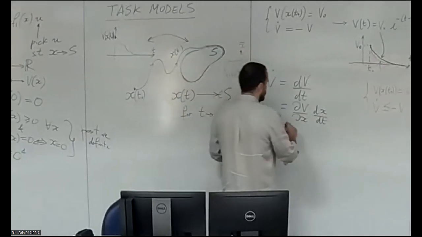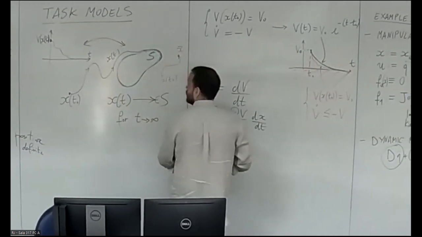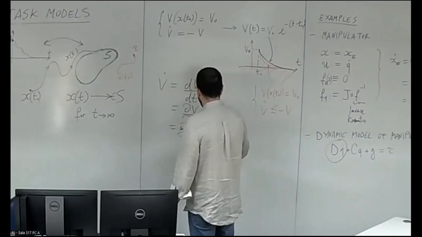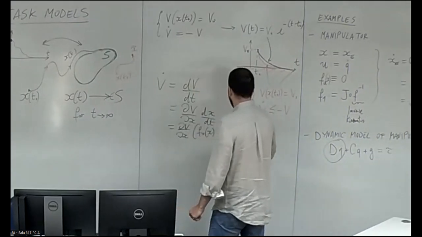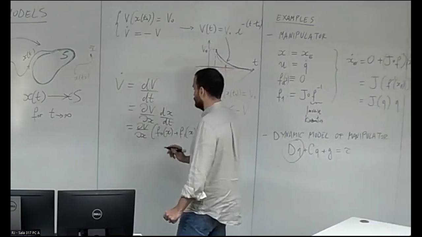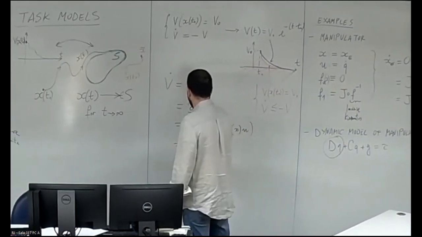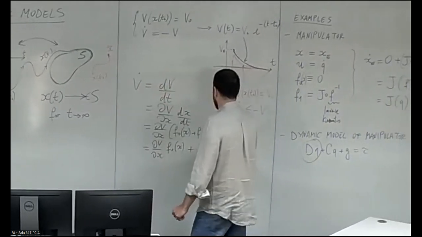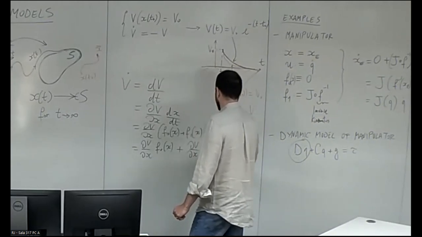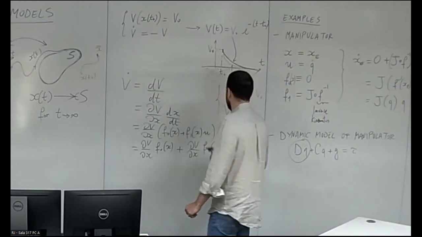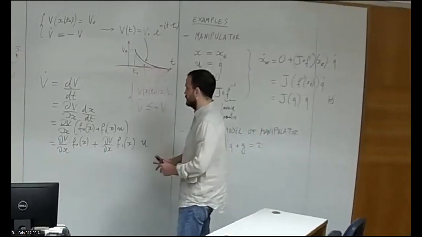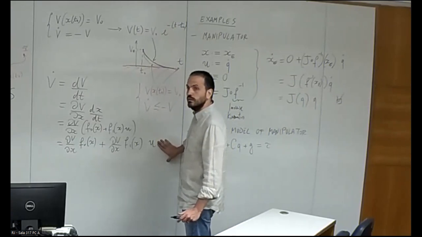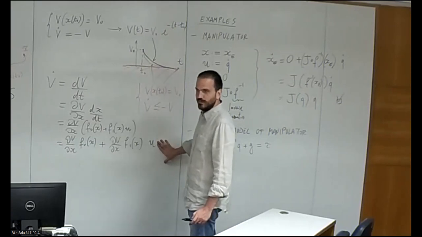Right? And dx/dt is equal to the control affine line that I just erased, right? So f0 of x plus f1 of x times u, which is the dV/dx times f0 of x plus the dV/dx times f1 of x times u. So this is the dynamics. These are the dynamics of V. And look, they are control affine as well.